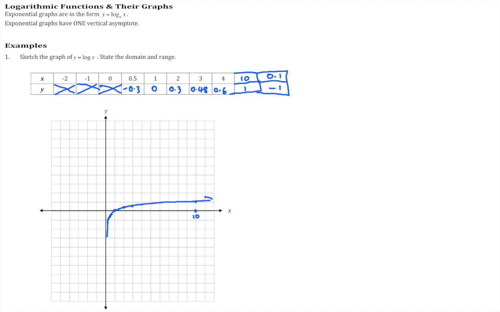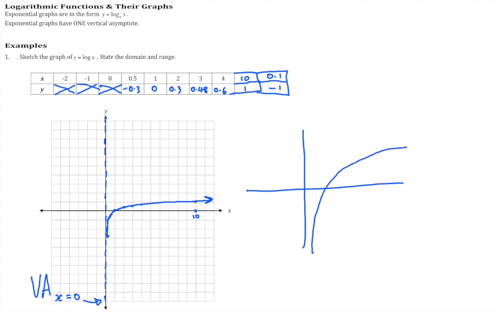Graph which is growing so slowly, it's logarithmic growth, and I have a vertical asymptote. The y-axis is a vertical asymptote, which is another way of describing x equals 0. So realistically, this is the shape of a log graph. And it goes through at 1, which I need to mark on my graph there.